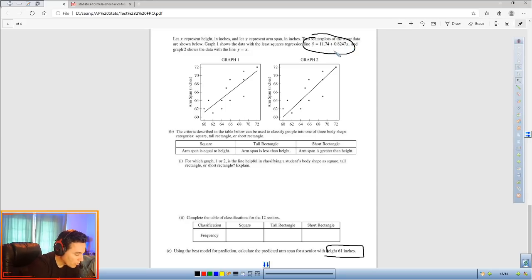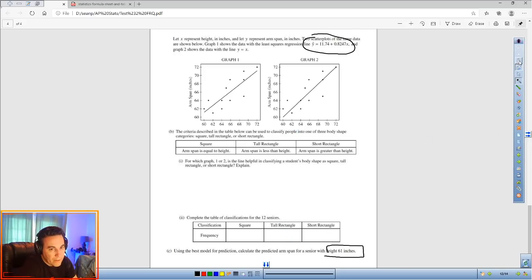Now, remember, I'm going to go over something that could be tricky on this. Times it by the height, 61 inches plus 11.74. I get a predicted arm span of 62.04. Now, they could ask you for the actual arm span if you know the residual. So you could say, oh, their height is 61. That one looks like the 61. The residual was actually, right? Pretend you didn't know that. Pretend you just knew that distance was 4. You could add 4 to your predicted to get that one.